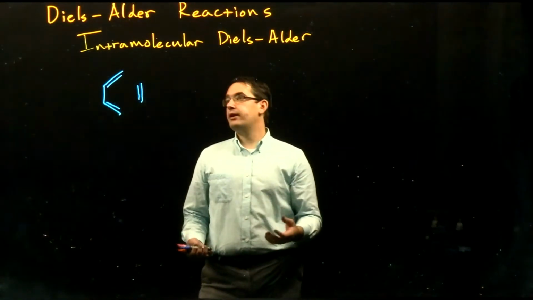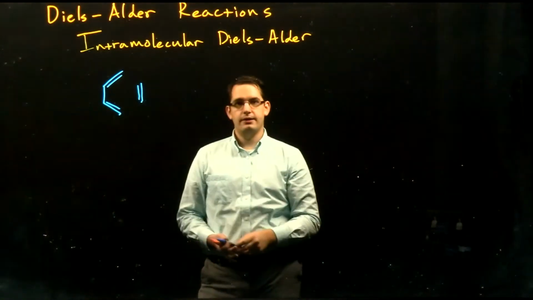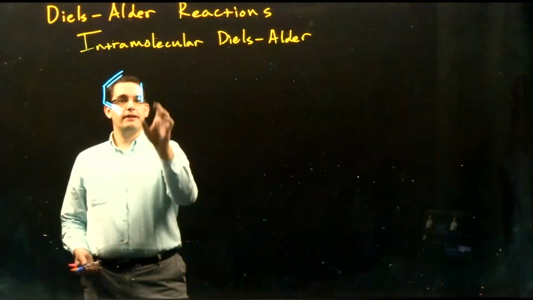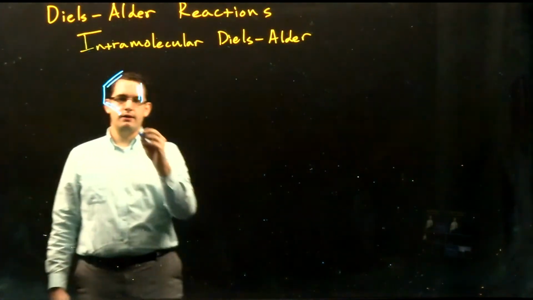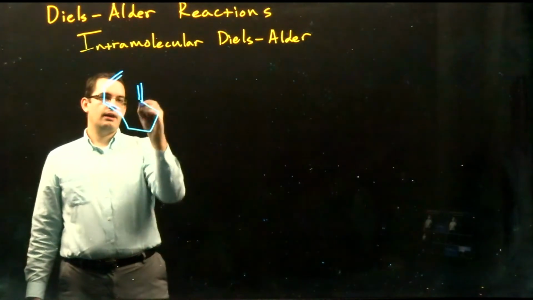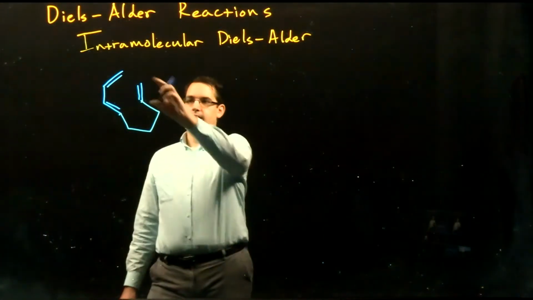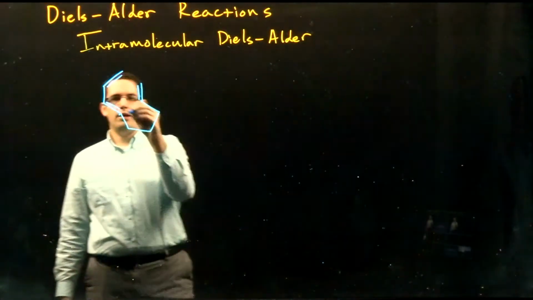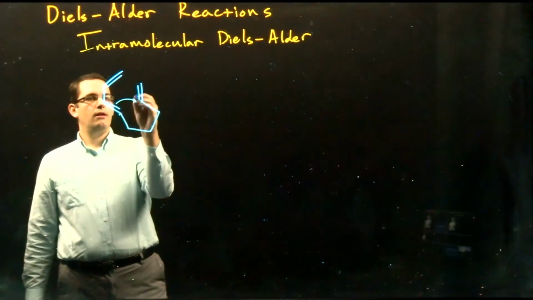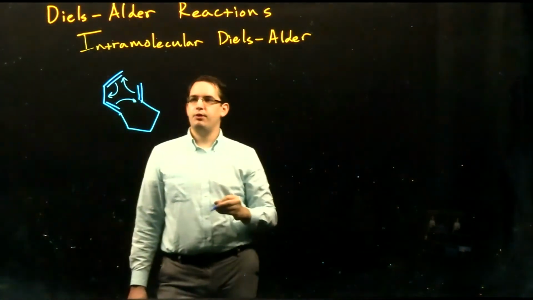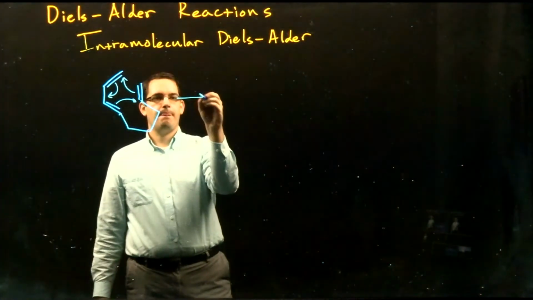Now, as it turns out, we can also do an intramolecular Diels-Alder reaction. So in this case, we just have a diene that's actually linked to our dienophile. So we might have some carbons here connecting our dienophile alkene over here to our diene. And now at this point, we can do our same Diels-Alder reaction. Do that nice little cyclic movement of our electrons.